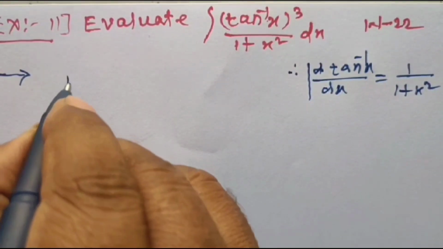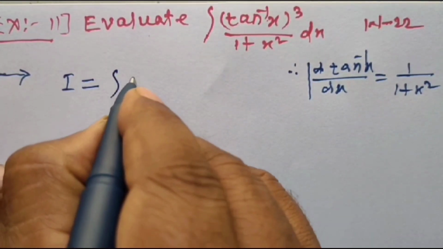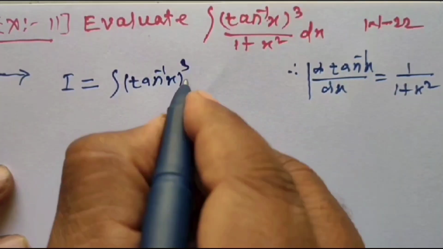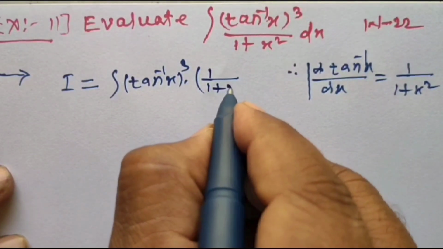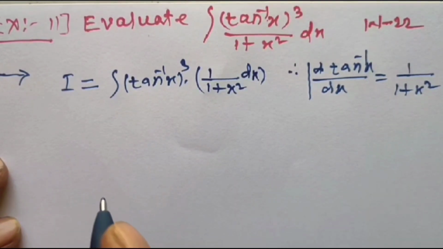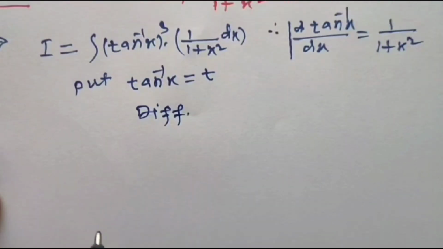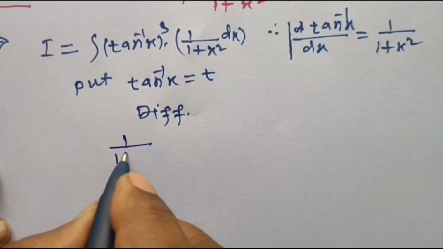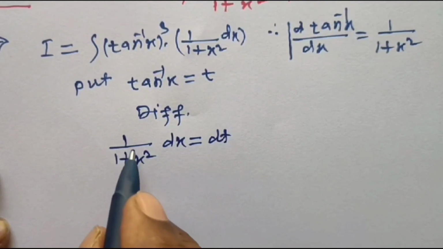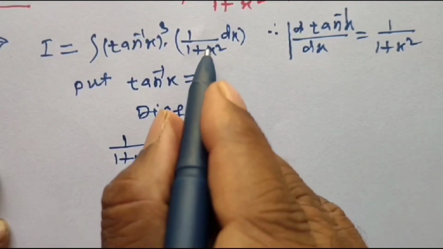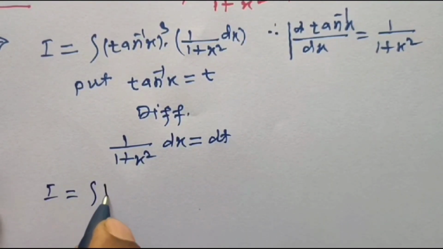First of all, rewrite the integral I as tan inverse x whole cube, and in the second bracket 1 upon 1 plus x square dx. Now use the substitution tan inverse x is equal to t. Differentiating this, 1 upon 1 plus x square dx is equal to dt. Replace 1 upon 1 plus x square dx by dt and tan inverse x by t. So I is equal to the integral of t cube dt.